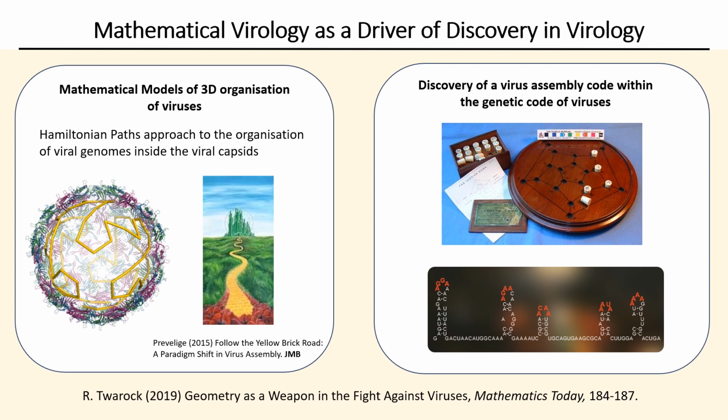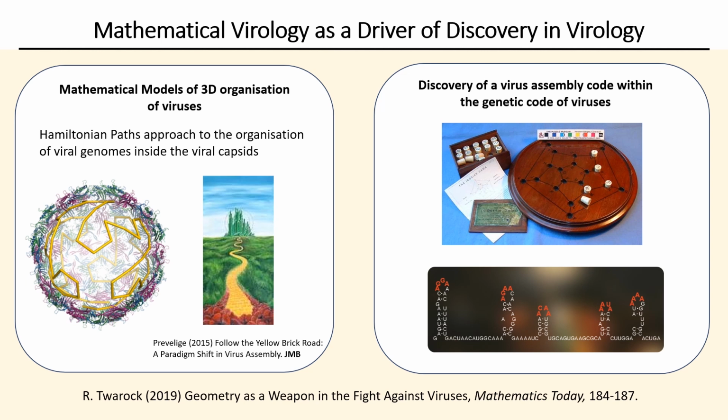Mathematical virology has acted as a driver of discovery in virology. A better understanding of the 3D structure of viruses has enabled us to understand constraints on how the genetic material is organized inside of these containers. This is known as the Hamiltonian path approach because these constraints are akin to the traveling salesman problems and constraints that, for instance, occur in the Icosian game that you see on the right-hand side that Hamilton introduced.